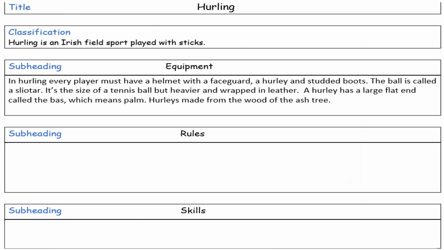Our first paragraph might go something like this. In hurling, every player must have a helmet with a face guard, a hurley, and studded boots. The ball is called a schlitter. It's about the size of a tennis ball, but heavier and wrapped in leather. A hurley has a large flat end called a boss, which means palm. Hurleys are made from the wood of the ash tree.